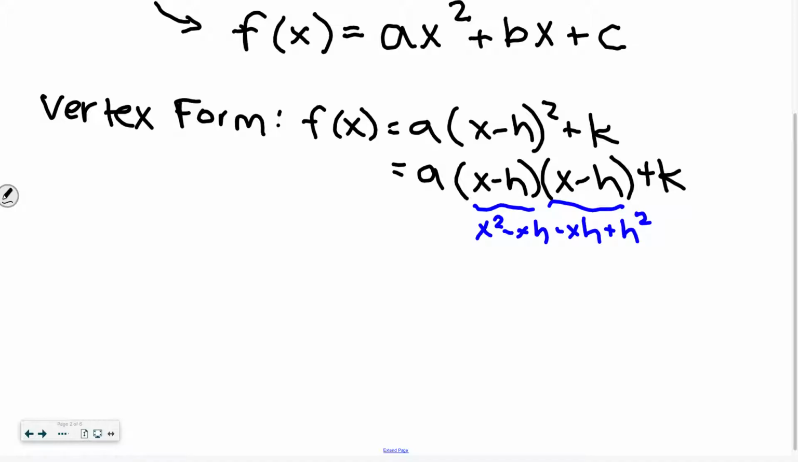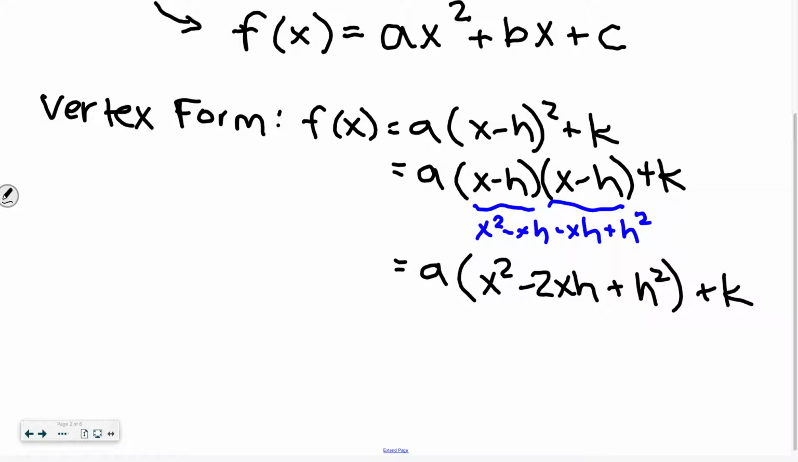The xh's. So we could say that this is really a times (x squared, how many xh's do we have? 2 that are negative. So this is negative 2xh plus h squared. Oops, forgot my square. And then plus k on the outside. Is everybody okay with my algebra so far? It's weird because there's no numbers. But that's okay.